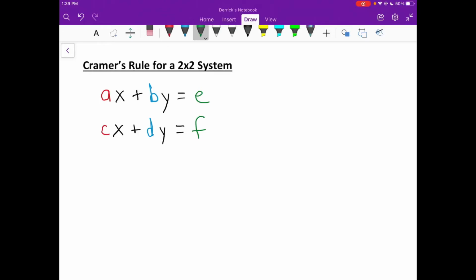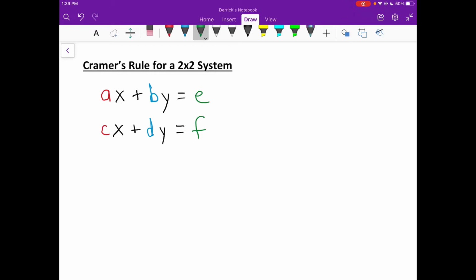This video is going to be on solving a 2x2 system using Cramer's rule. Recognize that the principles we're going to talk about here can be used for solving a 3x3 system with Cramer's rule also. It's just this video is only going to be about a 2x2.